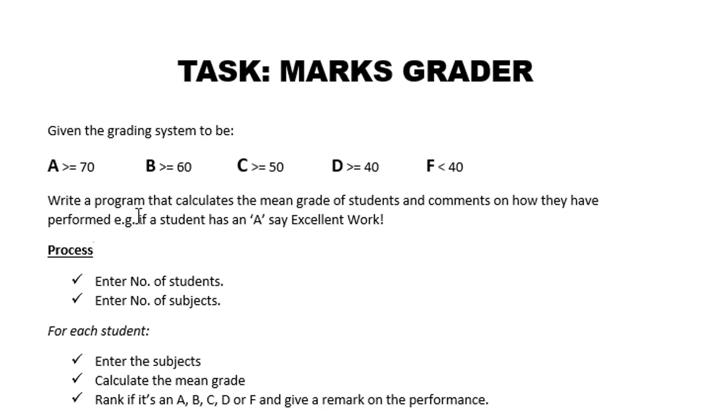So the process is you enter the number of students, then you enter the number of subjects, and then for each student you enter the grades, that is, the marks, of course. Then you calculate the mean grade. The mean is all the subjects added together, divided by the number of subjects. Then we rank the student as A, B, C, D, or E, which is F in this case, and then give a remark on the performance.